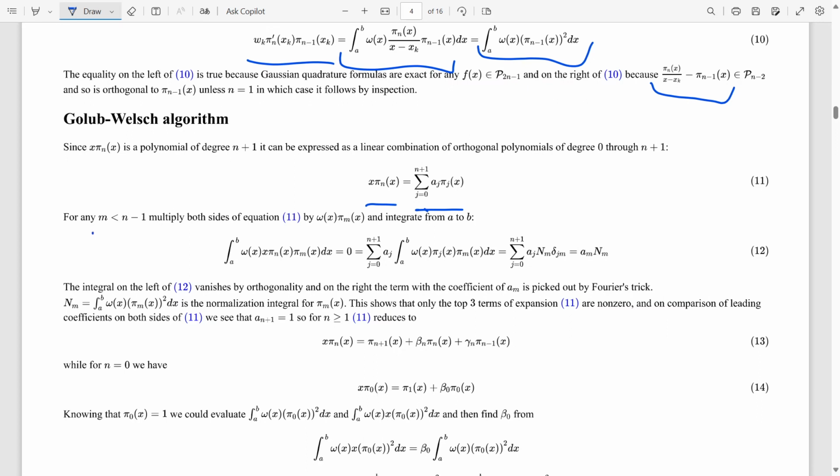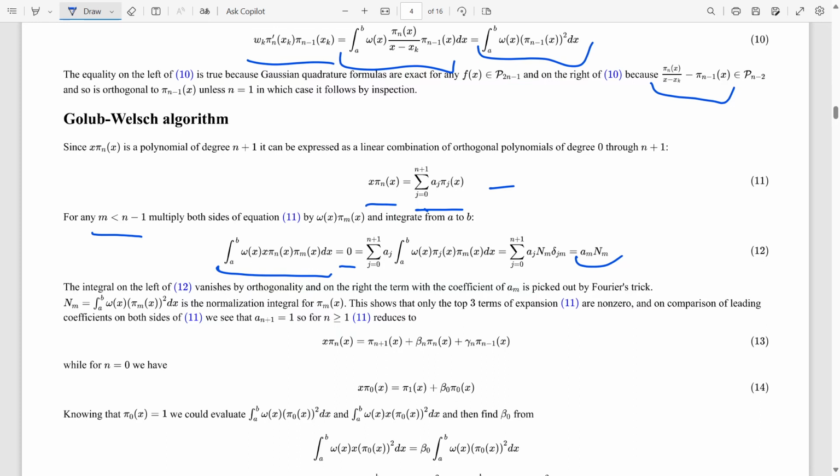Choose any m less than n minus 1 and multiply both sides of the equation by omega of x pi m of x and integrate. So on the left, we get 0 by orthogonality, and on the right, the procedure picks out the term with the coefficient of pi n of x by Fourier's trick. This shows that am is 0 for m less than n minus 1, so only the top three terms survive in our expansion up here.